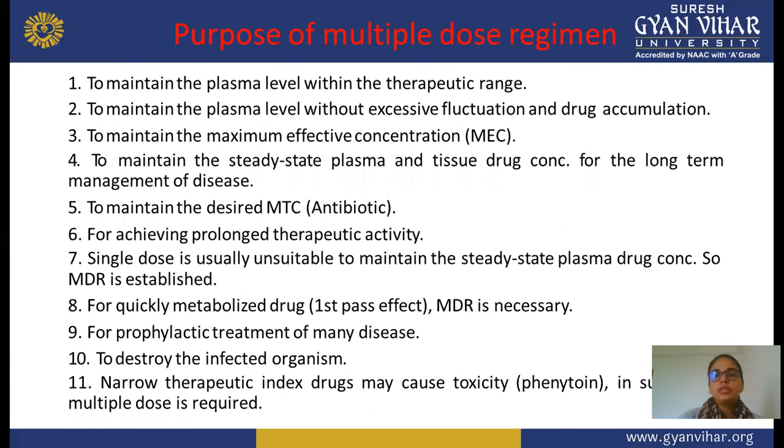Next is the purpose of multiple dose regimen. The purpose is to maintain the plasma level within the therapeutic range, so that a sufficient concentration of the drug is present in your plasma and maintains the effect within the therapeutic range. Next is to obtain the plasma level without excessive fluctuation or drug accumulation.